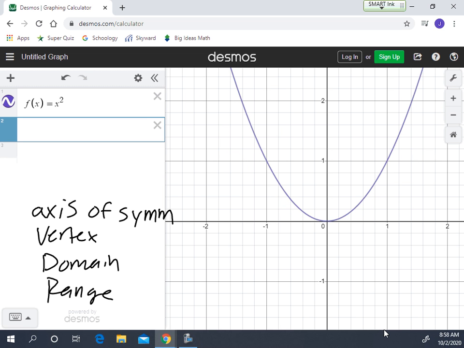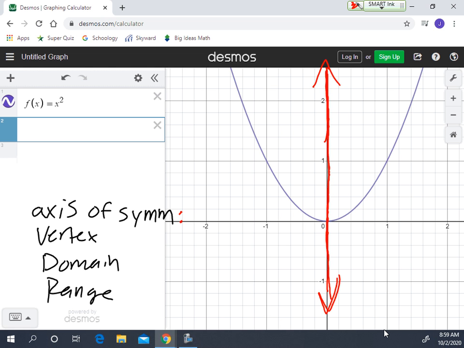Our axis of symmetry is what splits the graph in half. Here, our axis of symmetry goes right down the middle of this graph and cuts it in half. There's our axis of symmetry. In the form they write it, it's negative b over 2a. But we'll just talk about the graph. It splits it right down the middle.